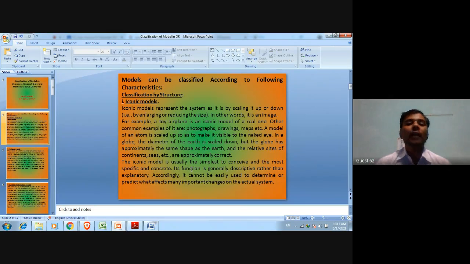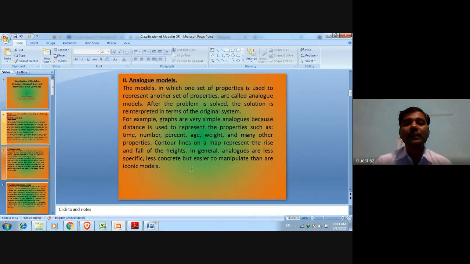These are called your iconic model. Okay, again the next one is analog model. Analog model is also typed according to the structure of operations research model. In this analog model, one set of properties is used to represent another set of properties. After the problem is solved, the solution is reinterpreted in terms of the original system.